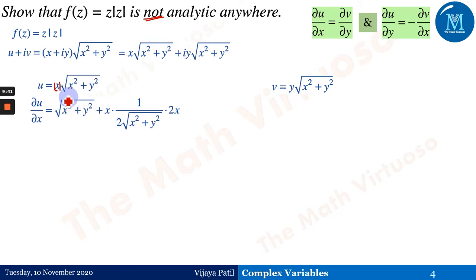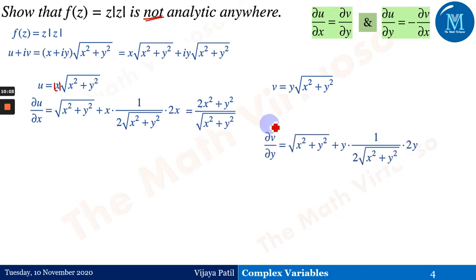square root of x square plus y square into differentiation of x, which is 1, plus x as it is into differentiation of this square root sign, which will give me 1 upon 2 into square root, into 2x. And therefore after simplification of this function, we will get 2x square plus y square upon square root of x square plus y square.